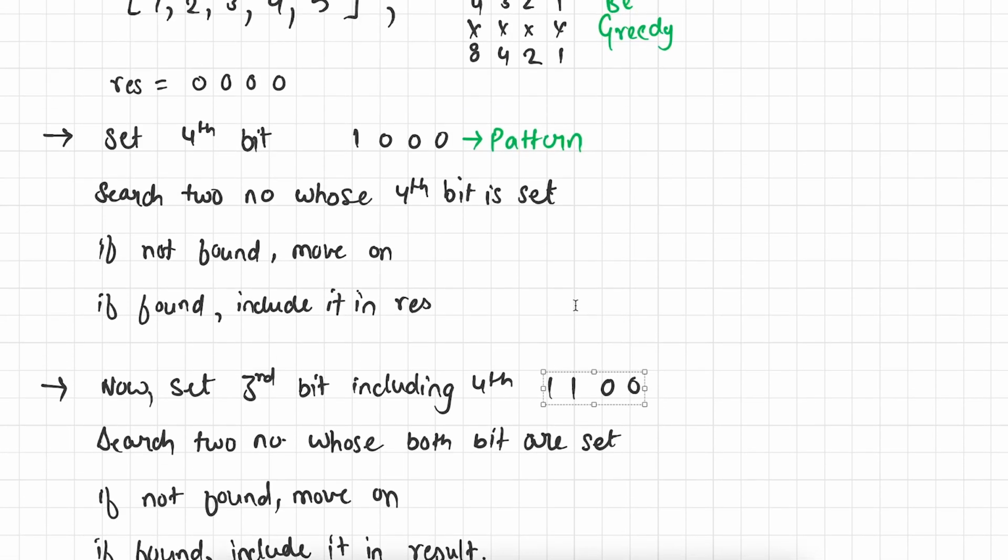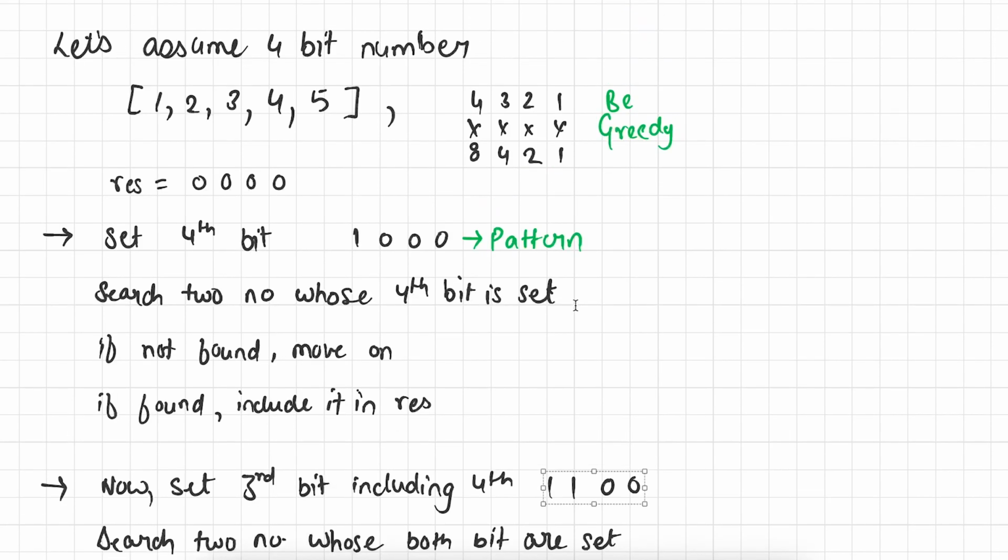So basically what we are doing in this approach is forming a number. And how are we forming a number? By setting 1 bit at a time. First we are setting the 4th bit and checking: do we have two numbers whose 4th bit is set? If yes, then include this bit. Then we are searching for the 3rd bit. Do we have two numbers whose 3rd bit is set? If we find them, then we simply include that bit in our result variable. So this is how we are forming a number.